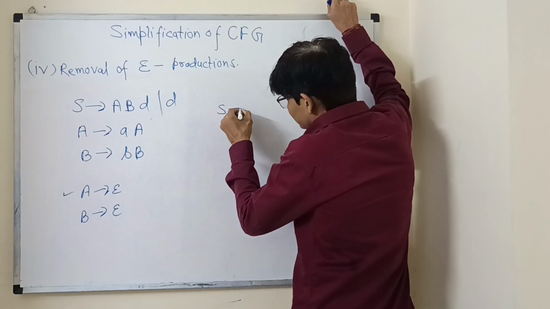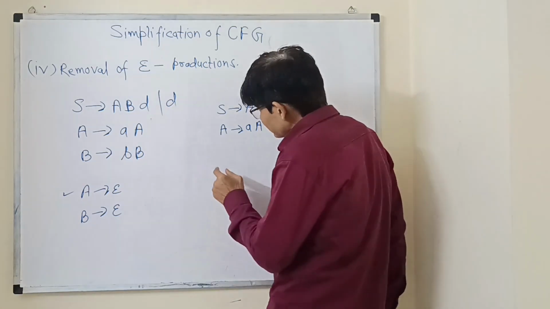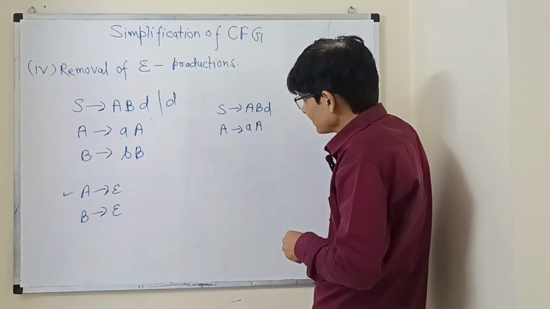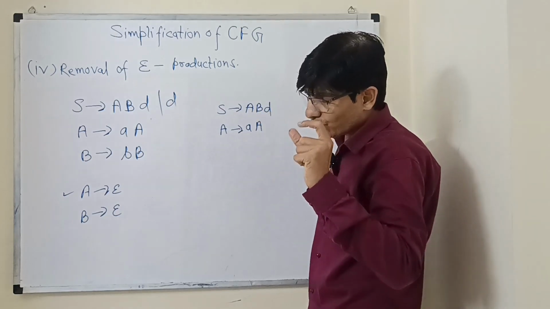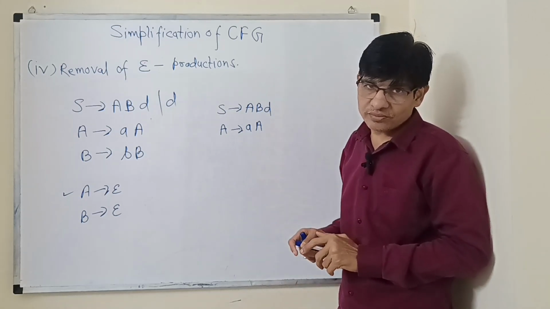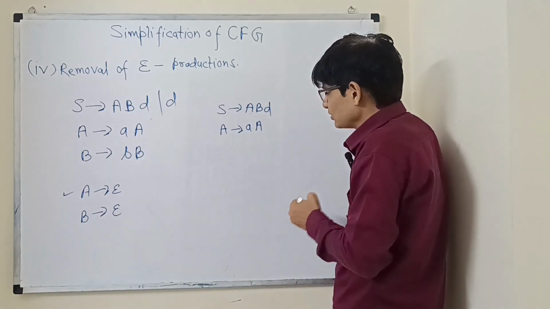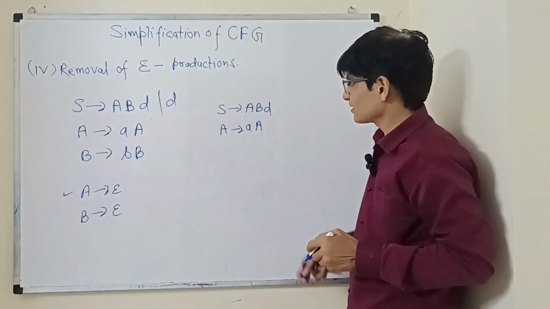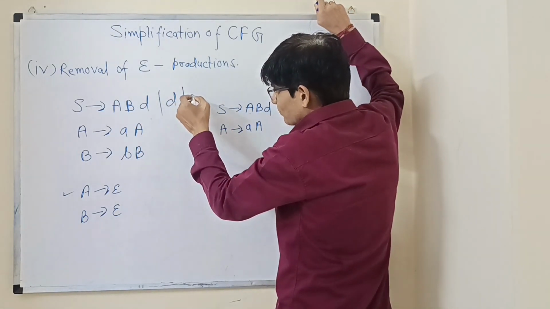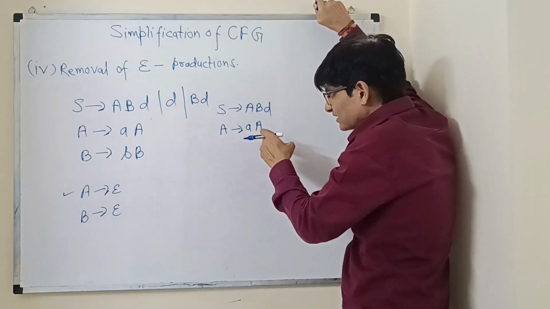One is S gives ABD and the other is A gives aA. Now just replace the right hand side A with epsilon, and whatever string is remaining, generate one more production with that string for the particular variable. If I replace A with epsilon here, it becomes S gives BD. S gives BD is not there, so generate one production for S with BD.